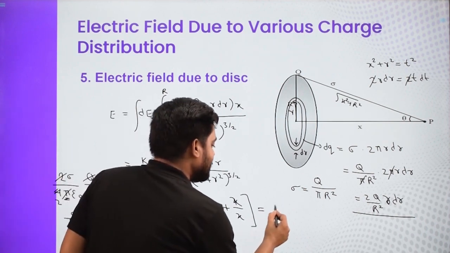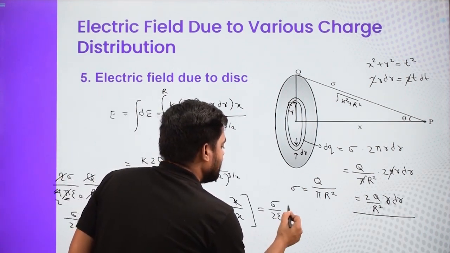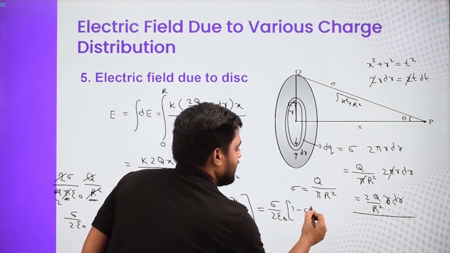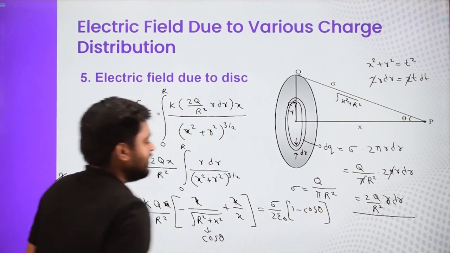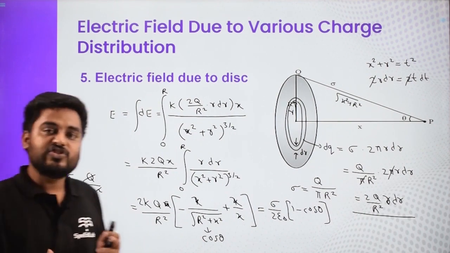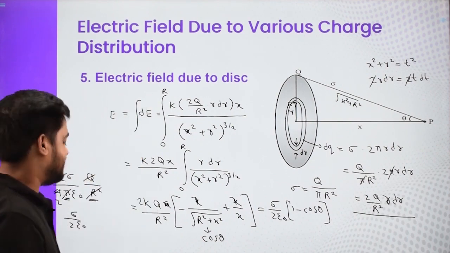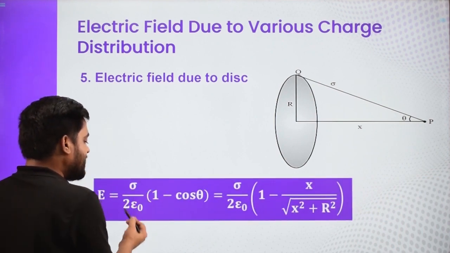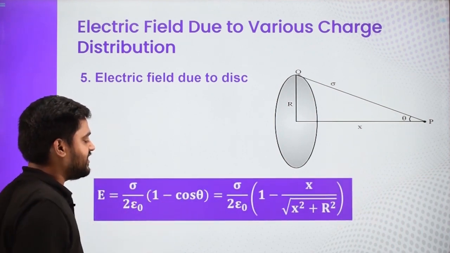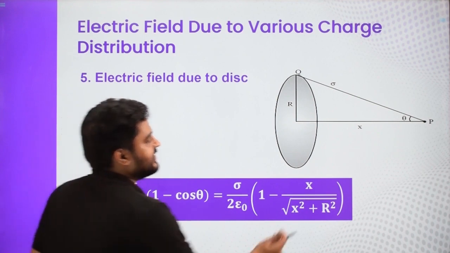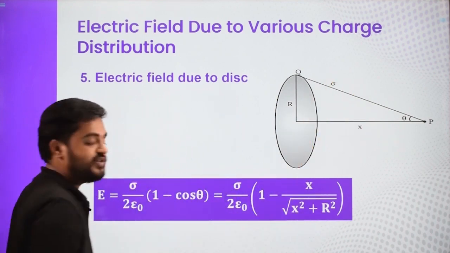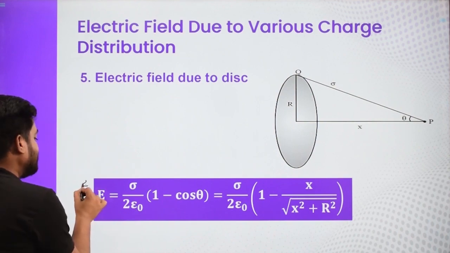So the formula which we get is sigma by 2 epsilon naught. In bracket, we have 1 minus cos theta. And this is the formula for the electric field due to a charged disk, uniformly charged disk. So finally, this is the formula which you need to remember. It is sigma by 2 epsilon naught times 1 minus cos theta. And what is cos theta? Cos theta is nothing but this length divided by this length. If you want, you can resubstitute it. So this is the formula which you need to remember.